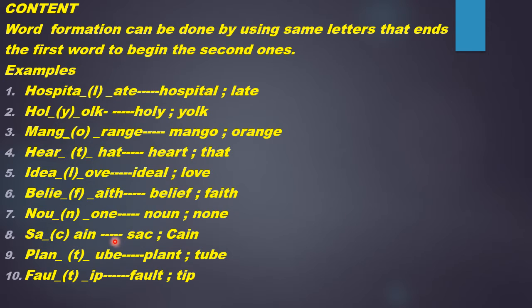So we then chose letter S, which turns this word to become sack and this to become cane. So in number 9, we have plan, okay, and then we have who. You're trying to see which letter will make a meaning to this, and we added letter T. Now we have plants and tube.